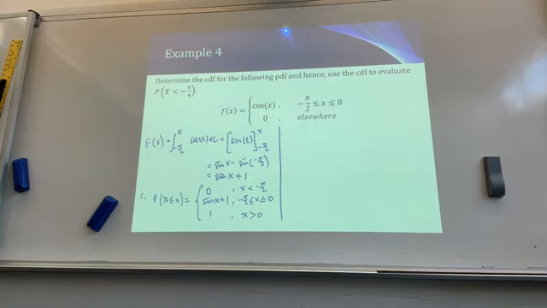So if x is less than minus pi over 2, it is 0; between minus pi over 2 and 0 it is sine x plus 1; and x greater than 0 is 1. Alright, from there you can think about how you work out the probability of x less than minus pi over 4. Just substitute in there.